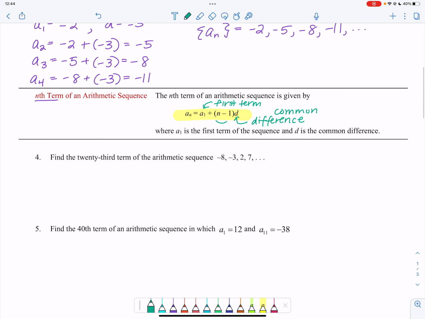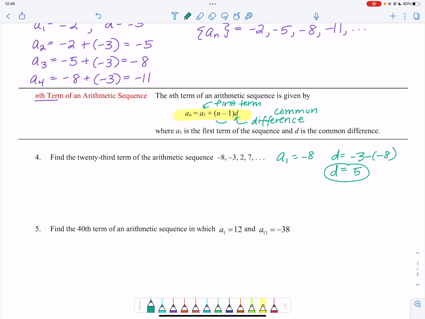So find the 23rd term of this given arithmetic sequence. So let's first write a few things down. We do see that we have a sub 1 is -8. And it's pretty obvious that the difference is -3 minus -8. So that's -3 plus 8. So we do have d equal to 5.